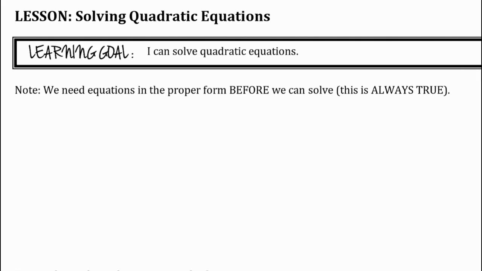So we start off with this note that says we need equations in the proper form before we can solve. And as I said, that's a lot of what this lesson is going to be about. We start with an equation that's a bit messier, and so we need to do some work and simplify it and put it in the right form before we can solve. But then solving is always the same. We're going to check the discriminant, b squared minus 4ac, and decide whether we need the quadratic formula or we can factor.